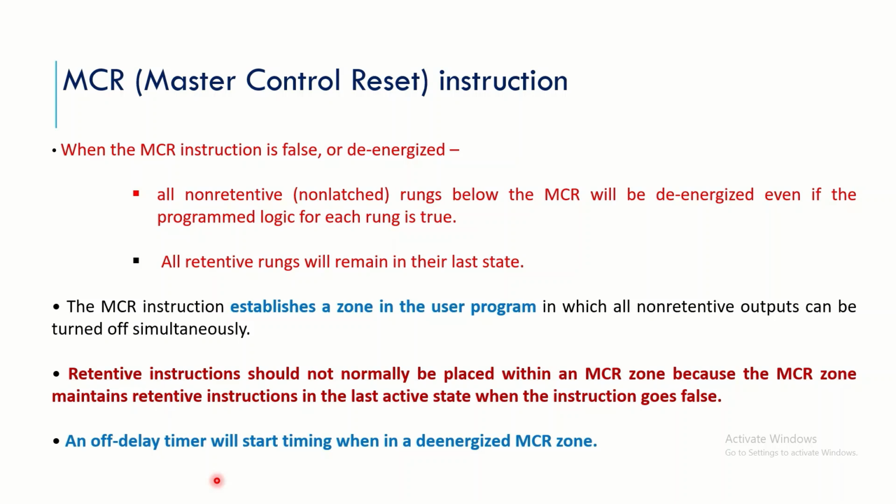Now under such a condition, suppose that the MCR is deactivated. When the MCR is deactivated, whether that limit switch is pressed or released will not make a difference. There will be no signal to the timer. So immediately the timer will start timing. So this will be a false timing. Therefore, while using an off delay timer, be very sure whether you are using it within the MCR zone or not. If you are using it in the MCR zone, you should be very careful, or rather not use it.